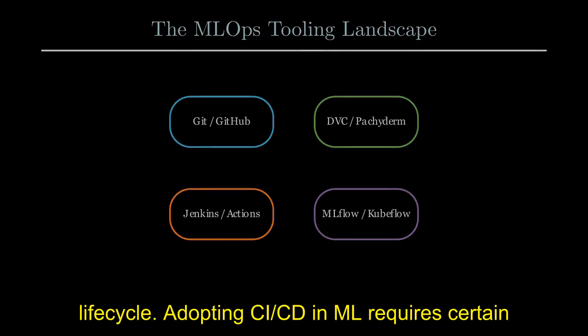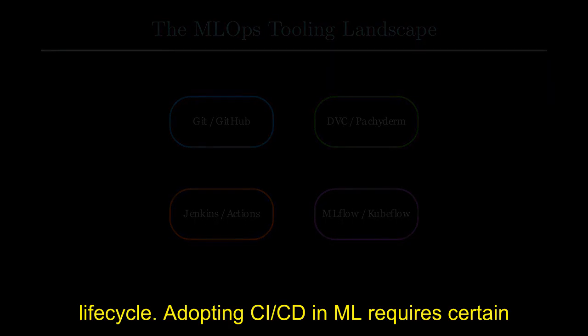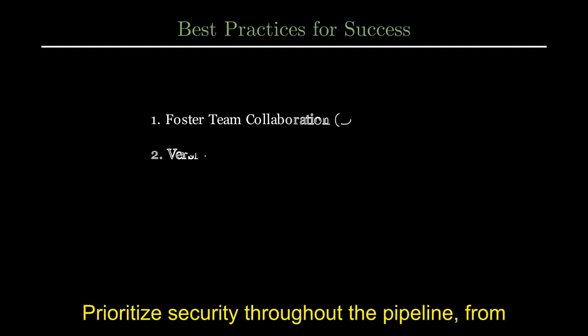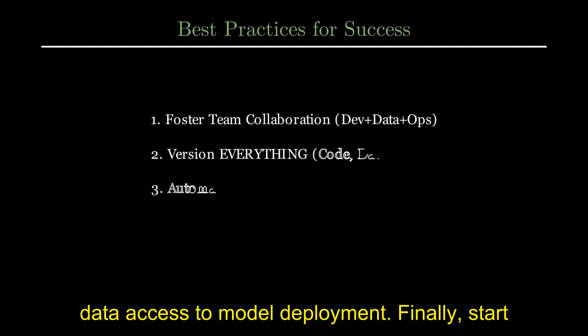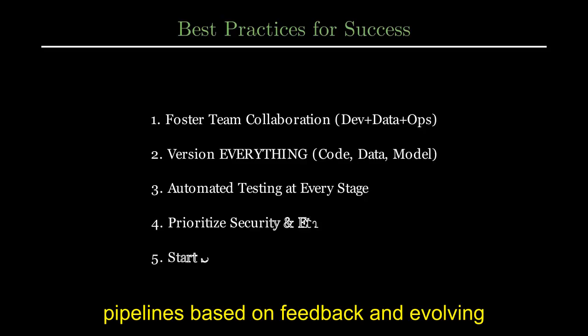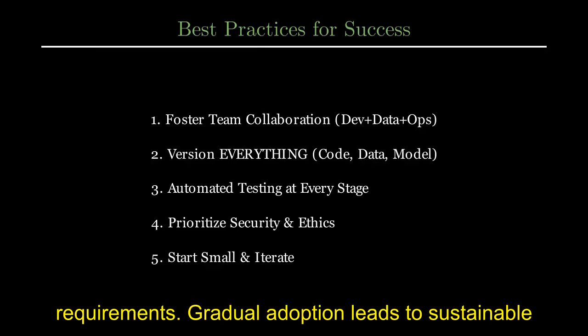Adopting CI/CD in ML requires certain best practices. Foster collaboration between data scientists, ML engineers, and operations teams. Emphasize reproducibility by versioning everything: code, data, models, and environments. Implement comprehensive automated testing at every stage. Prioritize security throughout the pipeline, from data access to model deployment. Finally, start small, iterate, and continuously refine your pipelines based on feedback and evolving requirements. Gradual adoption leads to sustainable success.